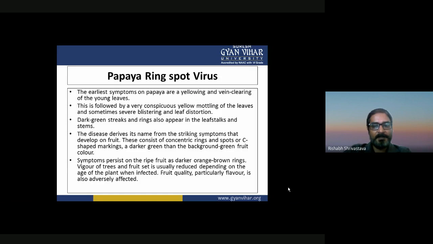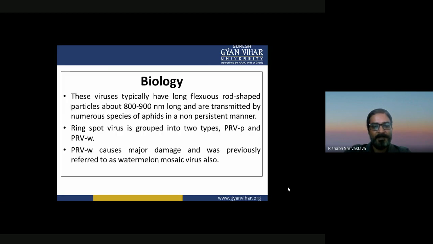Papaya ring spot virus. The earliest symptoms on papaya are a yellowing and vein clearing of young leaves. These are followed by very conspicuous yellow mottling. Biology: these viruses typically have long flexuous rod-shaped particles about 800 to 900 nanometers long and are transmitted by numerous species of aphids in a non-persistent manner.